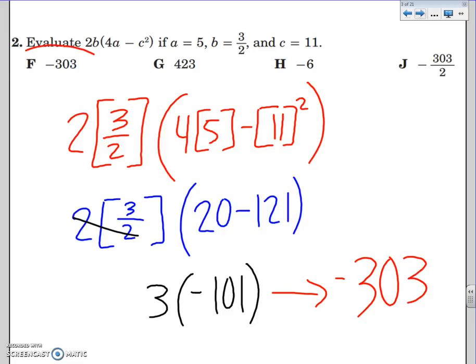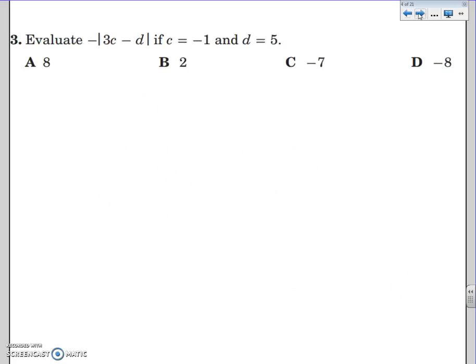Number 2, F. Same thing, but absolute value. Just plug in first. C is negative 1. Minus D is 5.